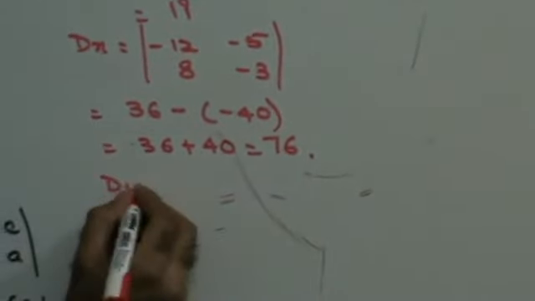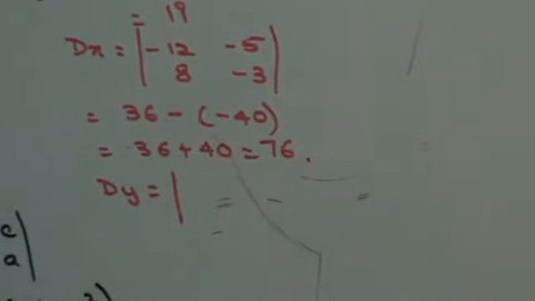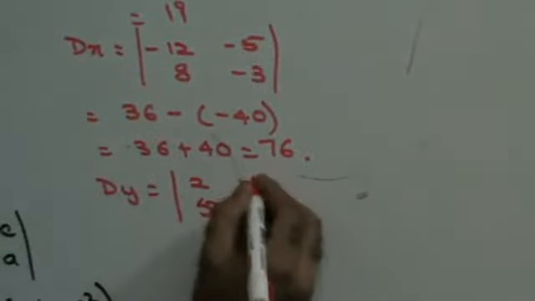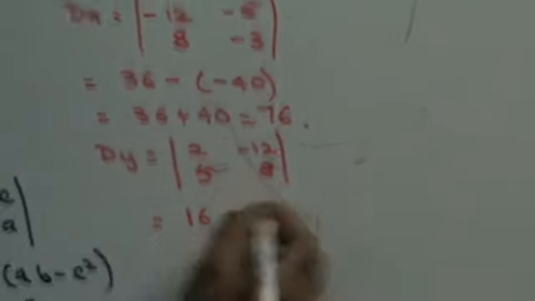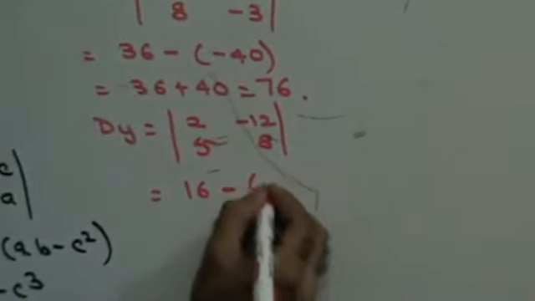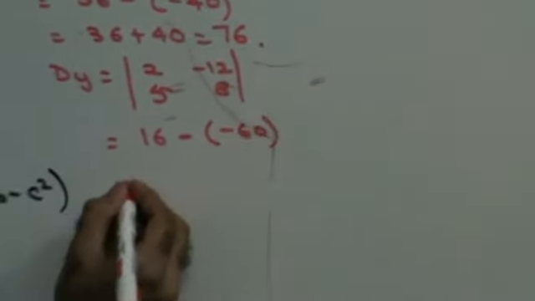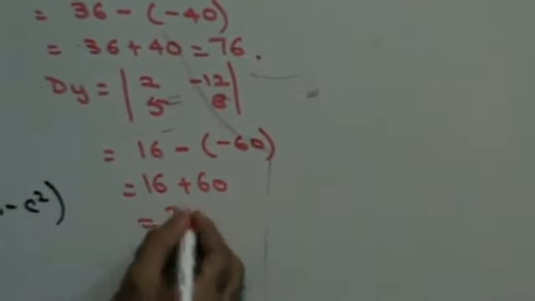Right? Dy. In your determinant D, replace the y coefficients with the right hand side. So this is 2, 5 and this is minus 12, 8. So this is going to be 16, product of principal diagonal minus other diagonal. This is 60, minus 60. So 16 plus 60, that's 76.